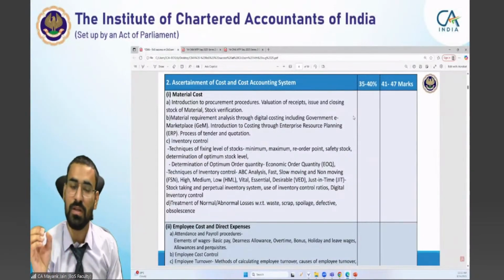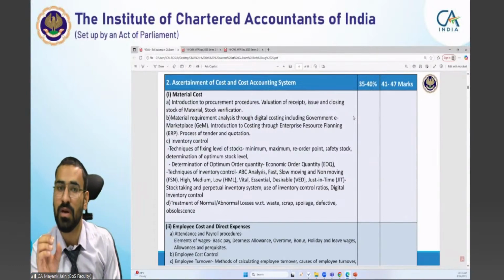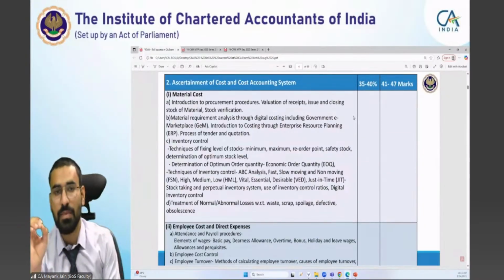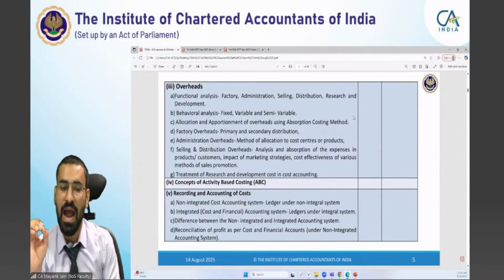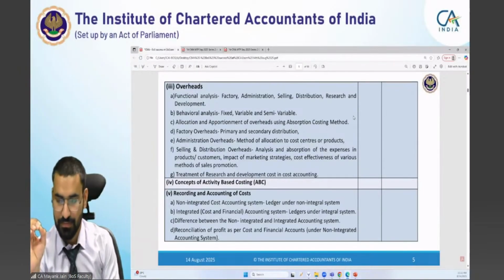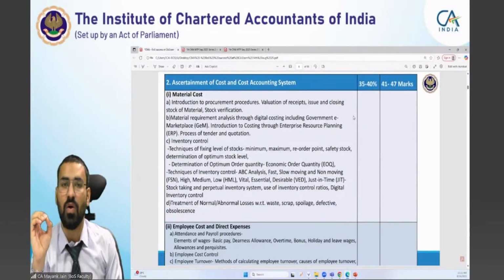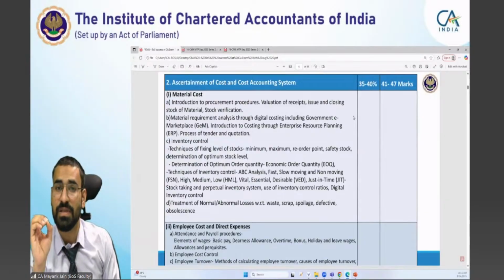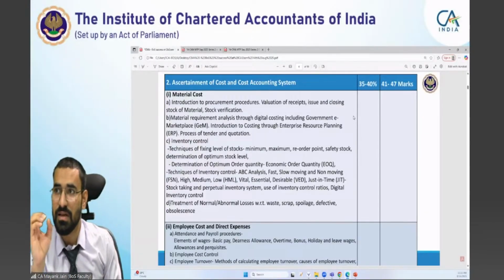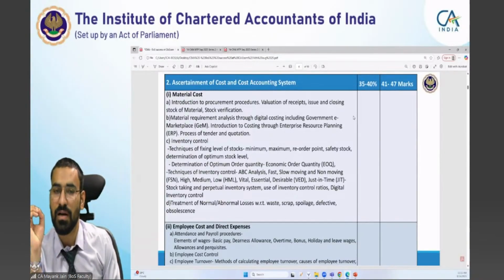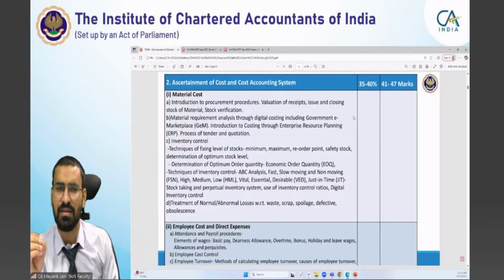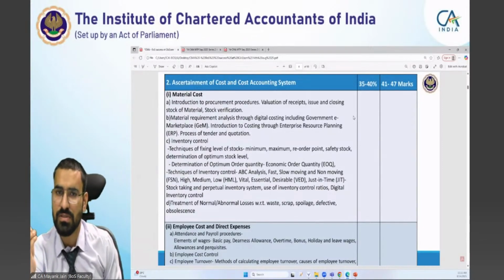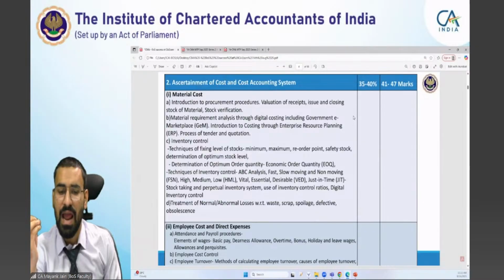Next is ascertainment of cost and the cost accounting system. I've already told you there is cost accounting and management accounting. Both are different. This part covers the cost accounting, including the material cost, labor cost, overheads, ABC, and integration of cost accounting. So this part covers around 35 to 40% of the marks. When you go through the cost accounting, you are able to cover your 35 to 40% marks. And this is very easy. You just have to practice your questions, understand the concepts, and you are able to get your answers very easily.